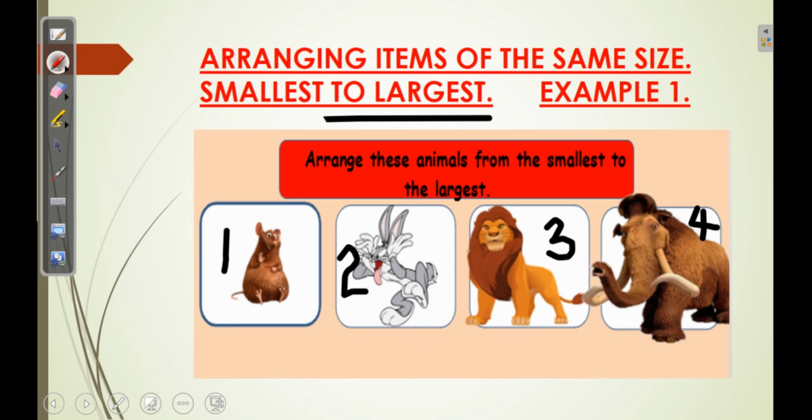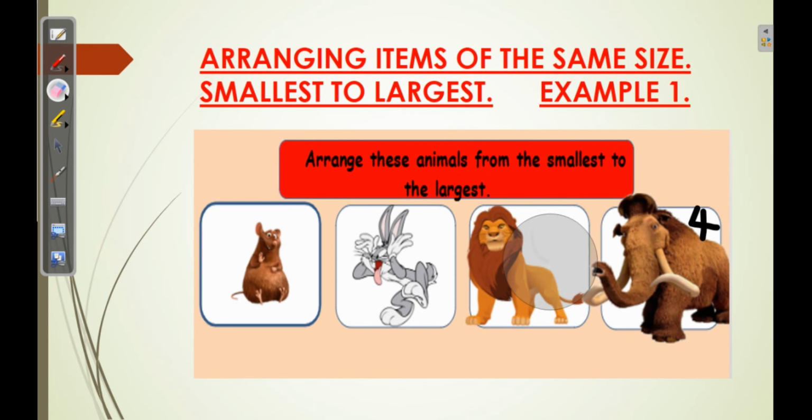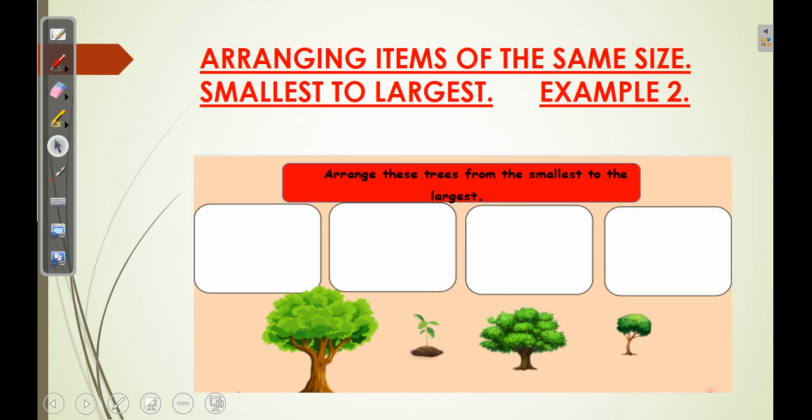We can as well arrange these animals from the largest to the smallest, but that is what we are going to do in our next example. So basically that is how we do arrangement of items from the smallest to the largest. So I want us to look at example 2. In example 2, we are going to arrange the trees from the smallest to the largest.